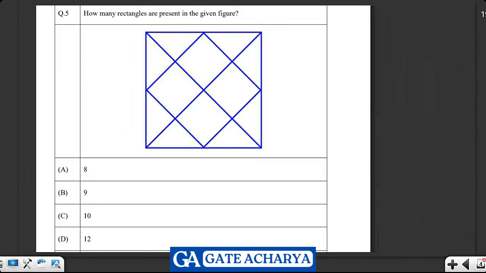Shiva Subramani is saying 8. What about others? Yuvraj is counting 10. Maharaj is counting 10. Nisha is saying there is 10. What about others? You can also attempt, not only the students.